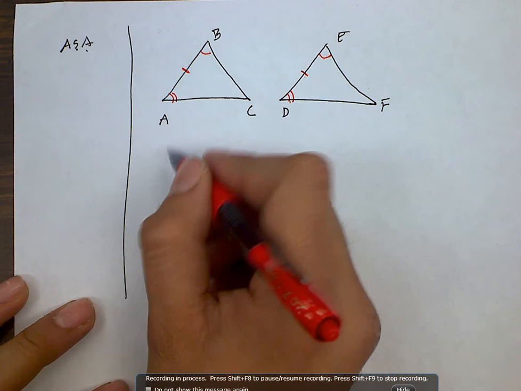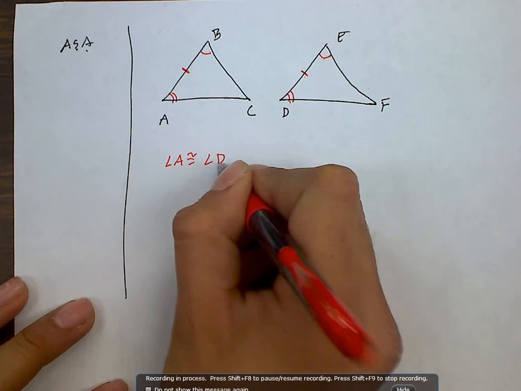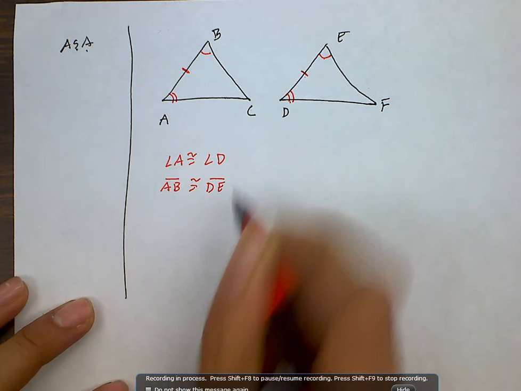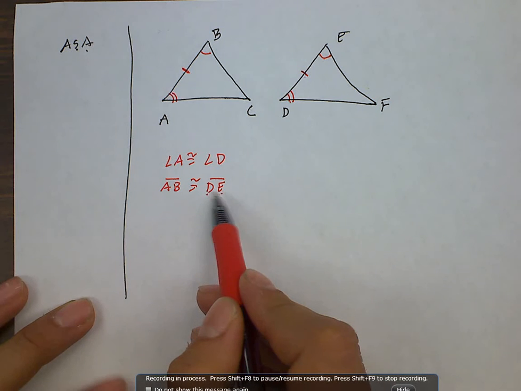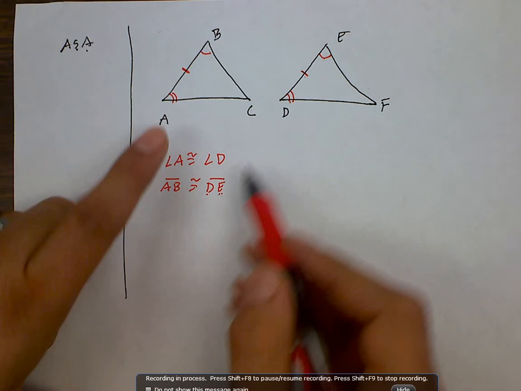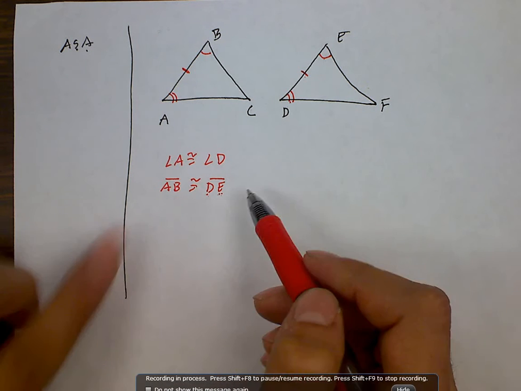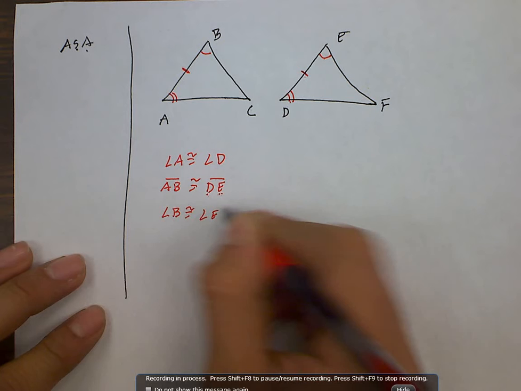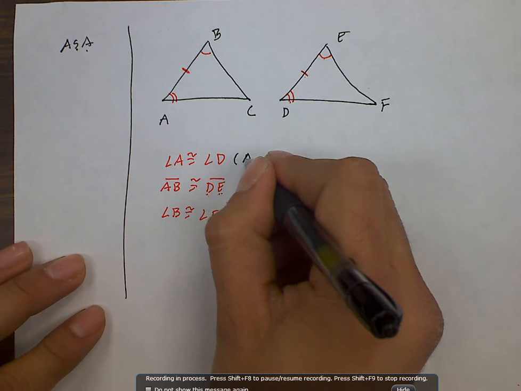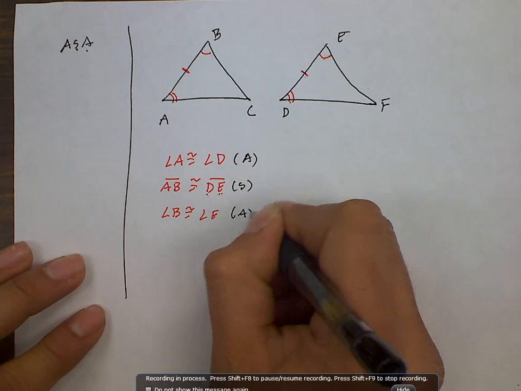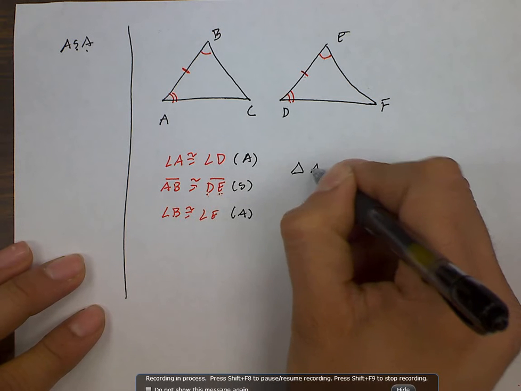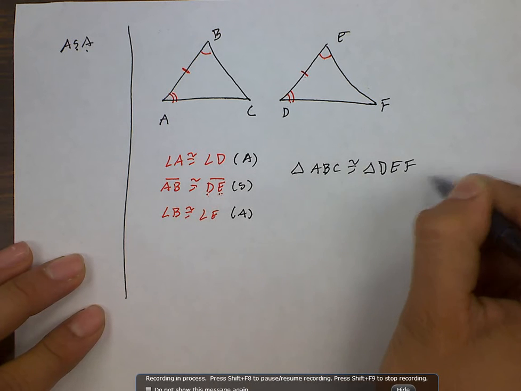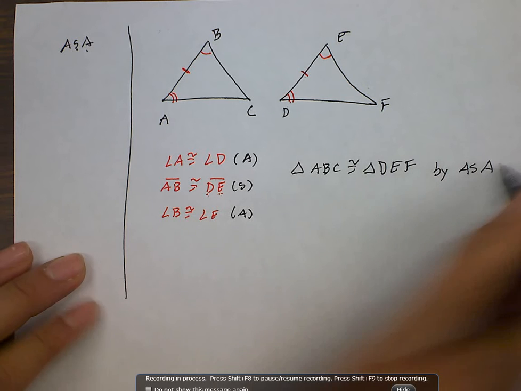So we say that angle A is congruent to angle D. Now AB is congruent to DE. Again, remember if you switch these two around, you are telling me that E is congruent to A, which is not true. So be careful on how you write segments. Okay, and then finally, angle B is congruent to angle E. So again, if we label this, that's an angle, that's a side, that's an angle. So therefore, triangle ABC is congruent to triangle DEF by angle, side, angle. Okay?